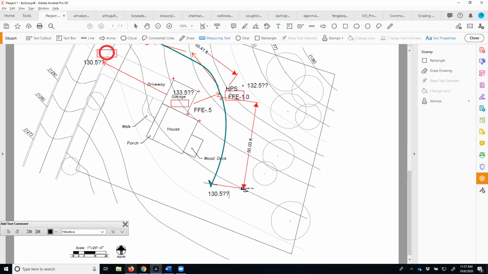What's the difference in elevation between these two? What's the difference in elevation between my HPS and my trial LPS? About 2 or 1.5 feet. 132.5 minus 130.5, the difference is 2. So we're at a 2 foot elevation change over 50 feet. Let's remember that: 2 foot elevation change over 50 feet.